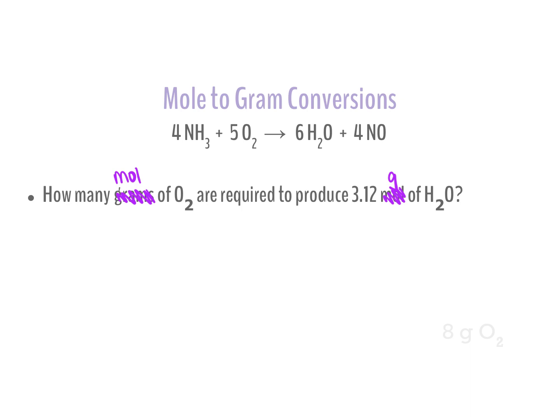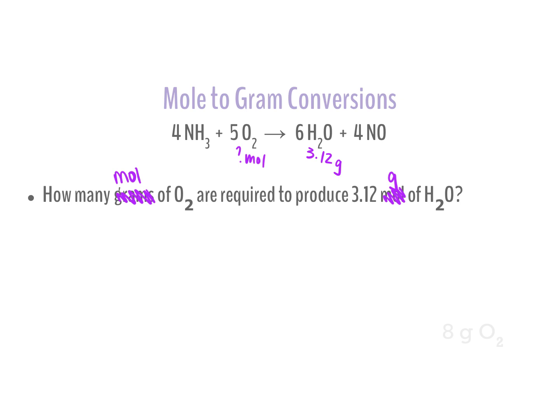So this says how many moles of O2, and I've already got it balanced for you this time, are required to produce 3.12 grams of H2O, right? Do you see how I write those by my reaction? So I'm really focused in on that ratio. I'm not getting distracted by the other things in the problem. I'm just looking at those two compounds, okay? Do we understand the question it's asking?